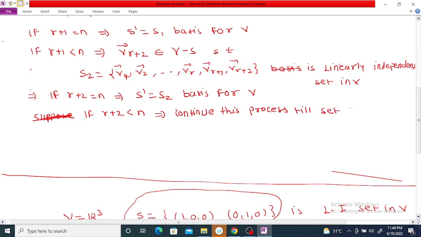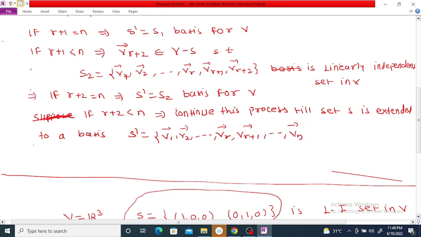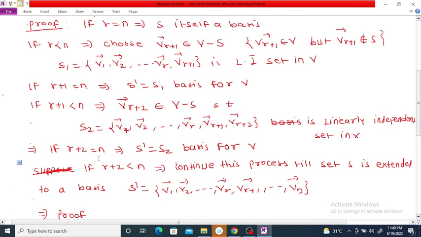till the set S is extended to a basis S dash = {v1 bar, v2 bar, ..., vr bar, vr plus 1 bar, ..., vn bar}. And hence the proof. Here we have proved this theorem. So the proof is very simple.